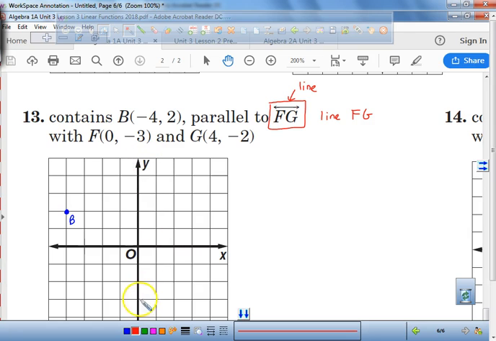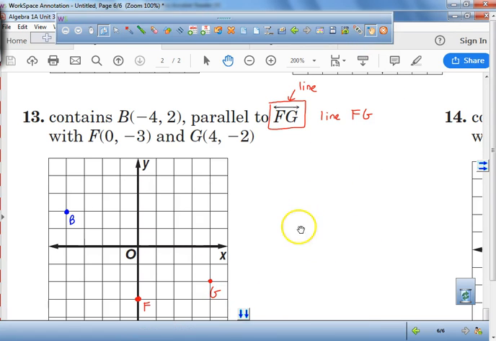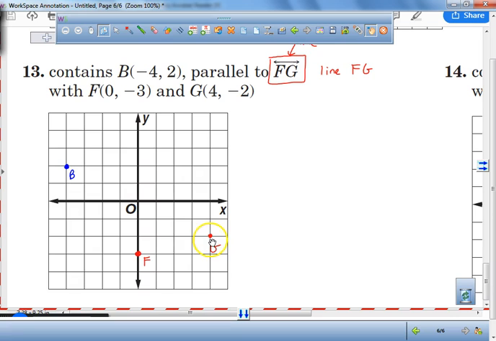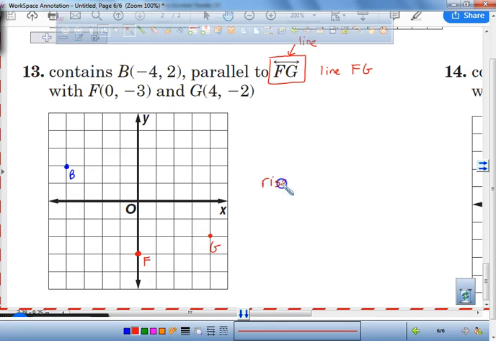F has 0 and -3, which is right here. Could you please label that point F? And G has 4 and -2, right here. Label that point G. Now we're going to find the slope between F and G. Let's look at the rise over the run.